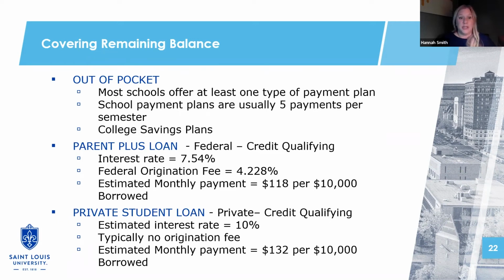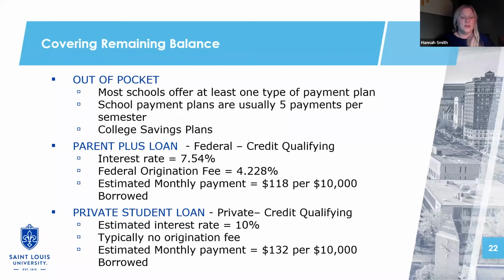If out of pocket is not an option for that remaining balance, additional financing options can be explored in the form of a Parent Plus loan or private or alternative student loans. This Parent Plus loan is a federal loan that would be in the parent's name. It is credit qualifying, so parents would have to go to studentaid.gov, apply for the Parent Plus loan, and be accepted based on credit. The interest rate for that loan is 7.54% for 22-23. And here it shows you the estimated monthly payment. If you were to borrow $10,000 on a federal Parent Plus loan over a 10-year repayment term, you're looking at about $118 a month to repay just that $10,000.